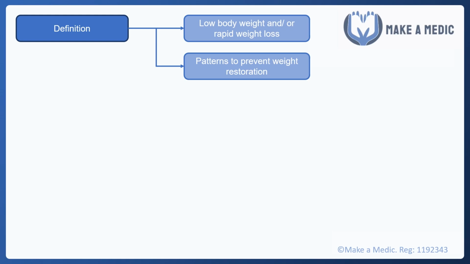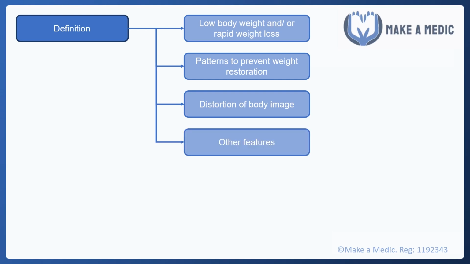Secondly, people with anorexia nervosa typically show patterns to prevent restoration of their weight. So this could include things like purging behaviours such as self-induced vomiting, reducing their energy intake and restrictive eating, and behaviours to increase energy expenditure like excessive exercise. And this is typically also associated with a fear of gaining weight. Thirdly, we see a distortion of body image. The body weight or shape is often quite central to the person's feeling of self and self-worth, and the person may perceive themselves as being a normal or high weight when actually they are underweight.